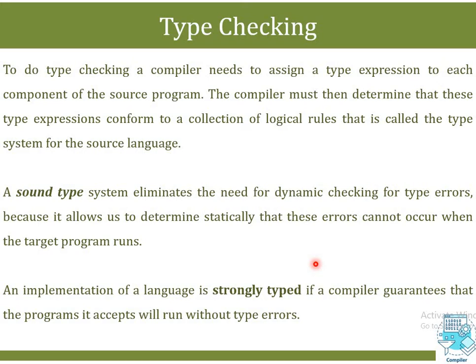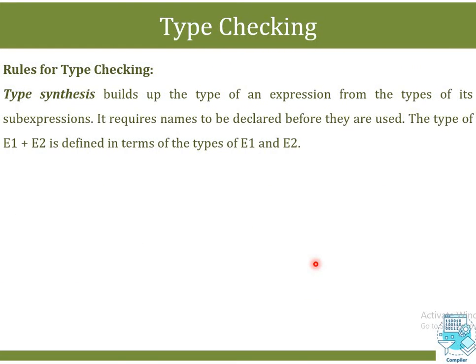Okay, so strongly typed in the sense there is no possibility of getting runtime error because of types. So this is what strongly typed language. Then rules for type checking. So how we are going to check the types, or how we are going to infer the types.